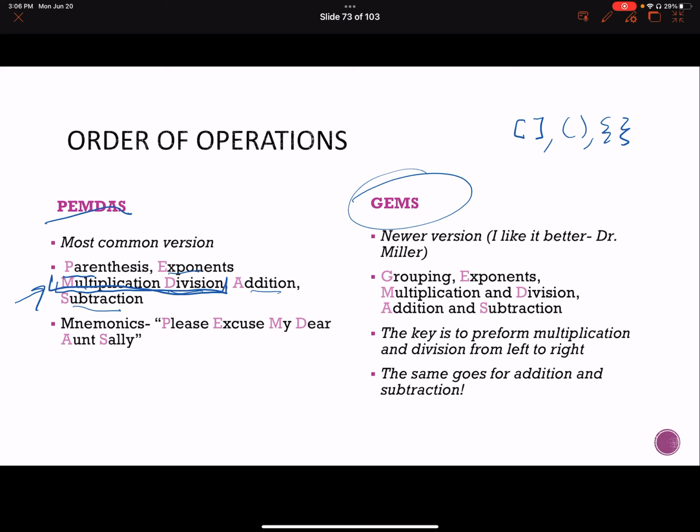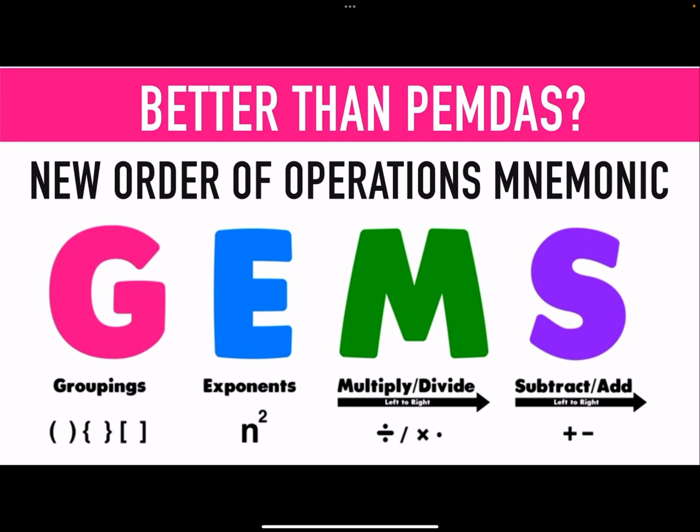So the key is to perform multiplication and division from left to right, and the same goes for addition and subtraction. So here's our new thing we're going to follow, GEMS: groupings, exponents, multiply and divide from left to right, add and subtract from left to right. Now that we've covered order of operations, we can definitely work through some examples.